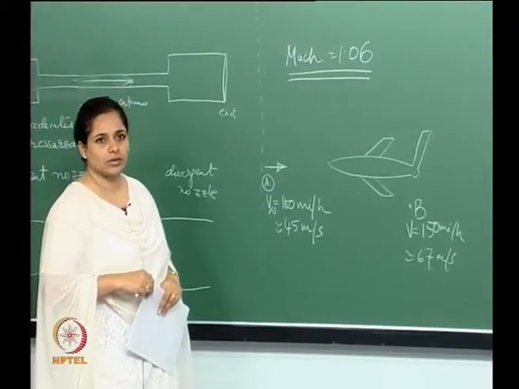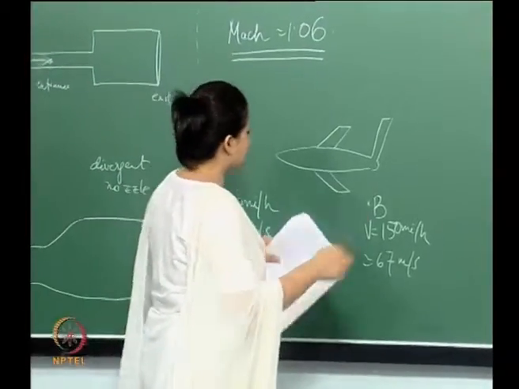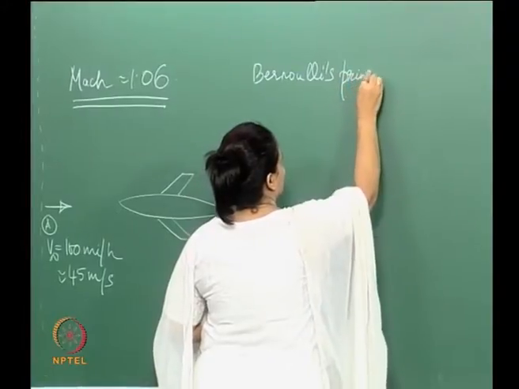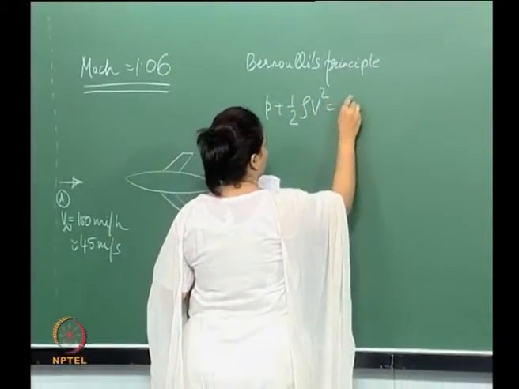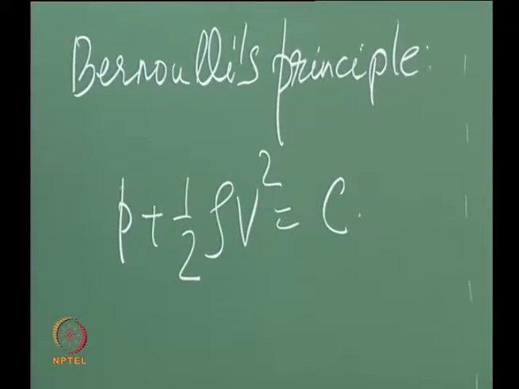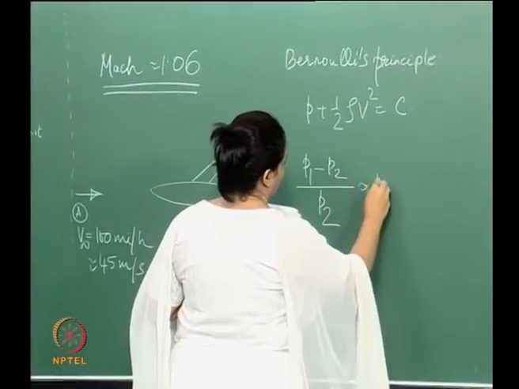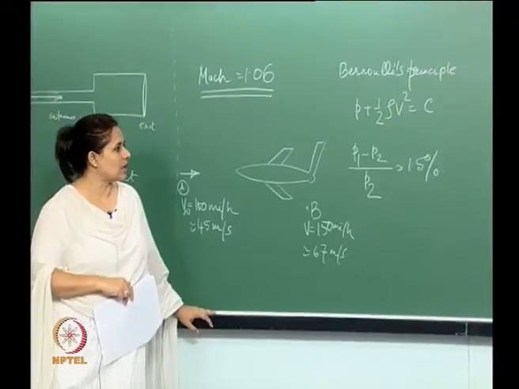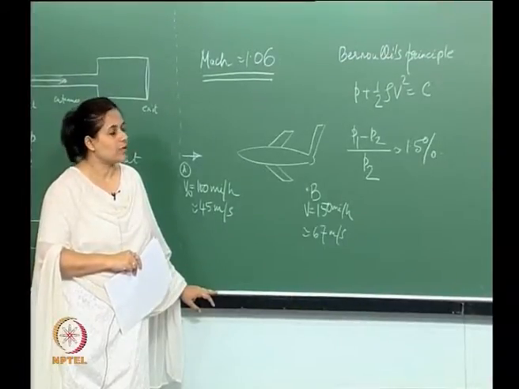So we'll say it is incompressible for the time being, and we'll use Bernoulli's principle between A and B. This is Bernoulli's principle, so we'll apply that between A and B. So what we get is a relative pressure change of 1.5%. Now we want to see whether I was correct in using incompressible theory over here. If not, then what do we do?